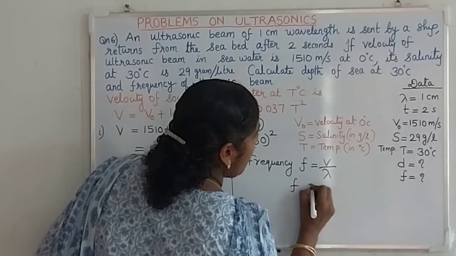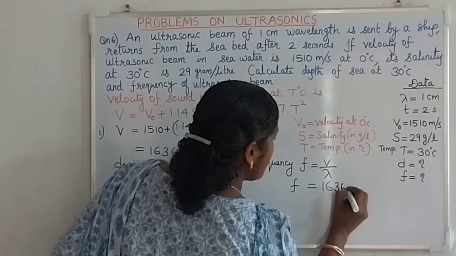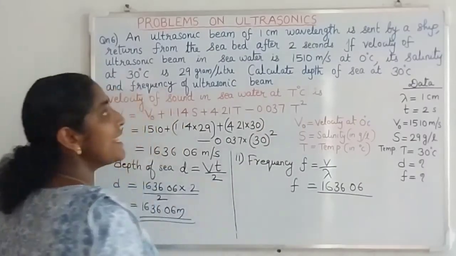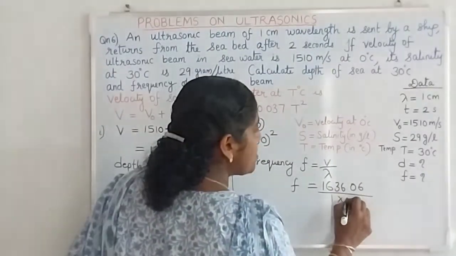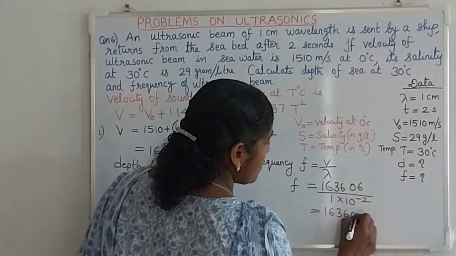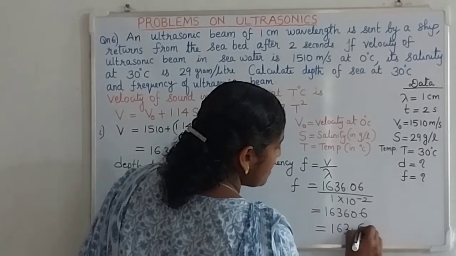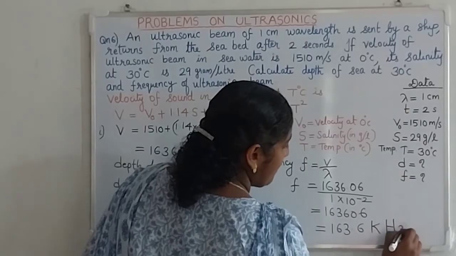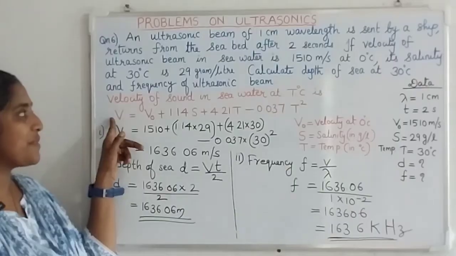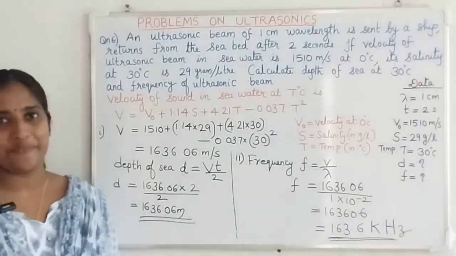That is, velocity that we got, 1636, divided by lambda. It is given in the question, 1 centimeter, that is 1 into 10 raised to minus 2 meter. That is 163606 hertz, or we can write it as 163.6 kilohertz. So in the question, if the salinity of the water is given, we can find out the velocity of the sound in the seawater using this expression, and we can find out the depth of the sea.